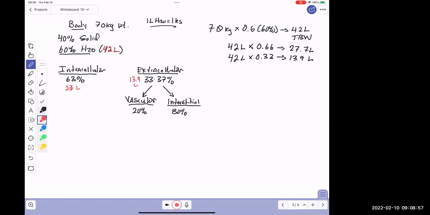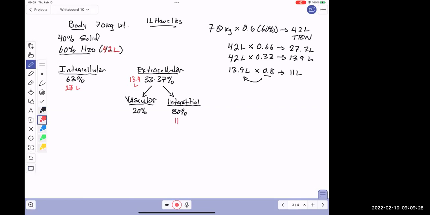And then we'll further divide that into the vascular and interstitial. So again, let's go to the interstitial compartment. Of that 13.9, I'm going to multiply that by 0.8, right? That's 80% of the total amount of water that I have in the extracellular compartment. And that gives me about 11 liters.